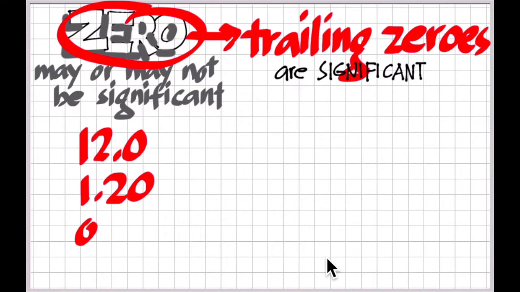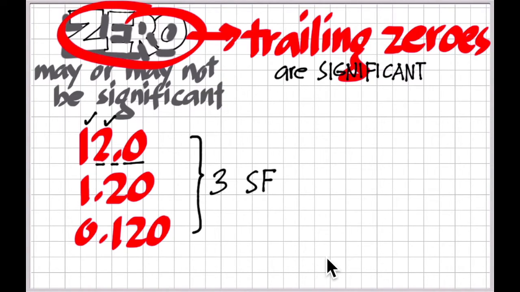Examples here, 12.0, 1.20, 0.120, like that. All non-zero digits are significant. So these ones and twos here are significant. Now these zeros at the right of the decimal point and at least one significant digit are trailing zeros. And trailing zeros are significant. We have three significant figures here in this example.